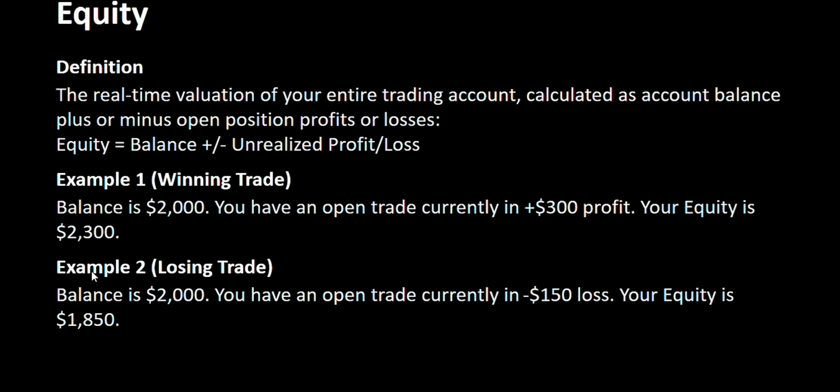Then, for example, when you're in a losing trade, your balance is 2,000. You have an open trade currently at a minus 150 loss. Your equity will be 1,850. At the tip of your trade, it will be showing minus 150. Your account balance area will still remain 2,000, but the second section where your minus 150 is will be showing 1,850. This 150 will not go out of your 2,000 until you end the trade. That is when it's going to go off, and the balance will change to 1,850. But in your equity area, it will be showing 1,850. So this is what equity is all about.